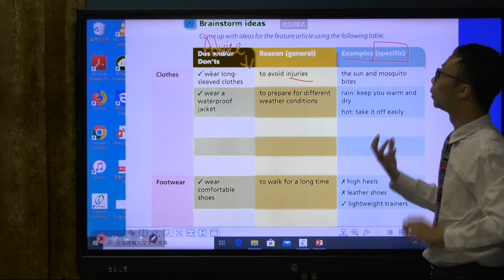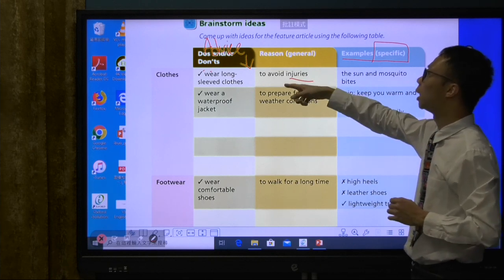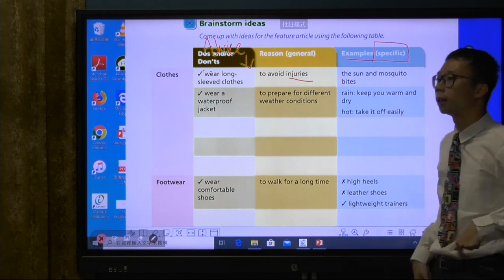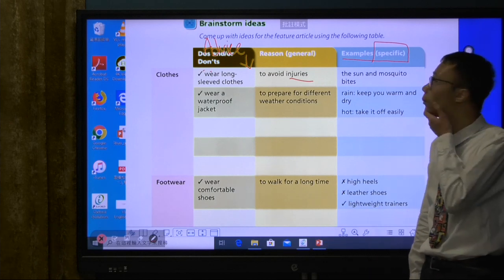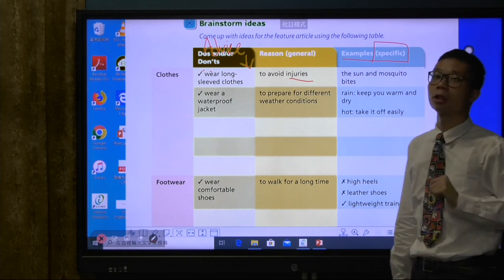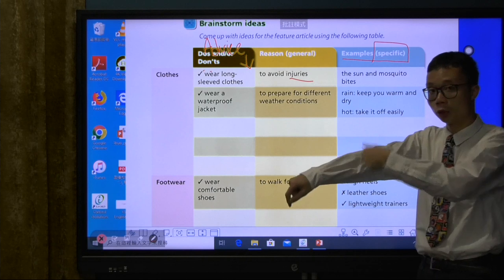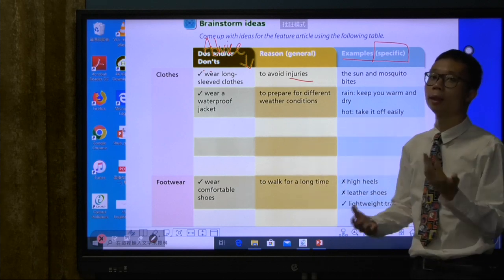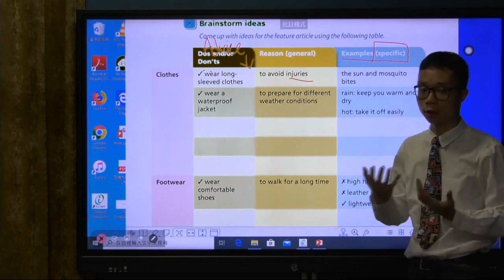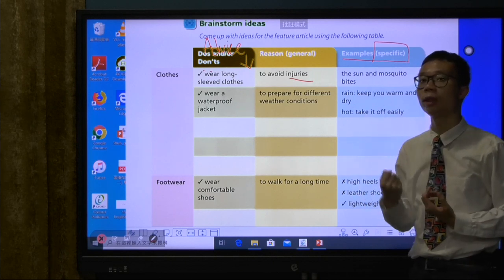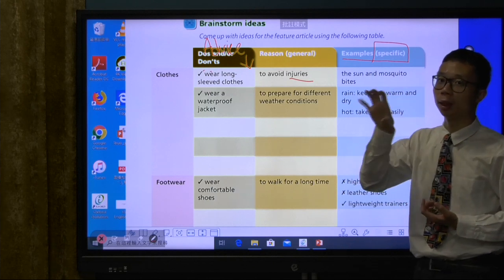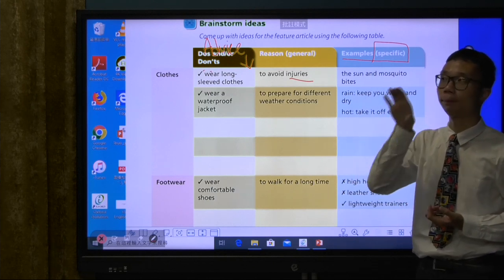專係個特別嘅. So you can say, I wear this to avoid injuries. What kind of injuries? Is it injuries from scratches? No, it is not, because you can't give broad and general stuff. You have to give your audience something specific. Specific means particularly fitting into the school picnic background.